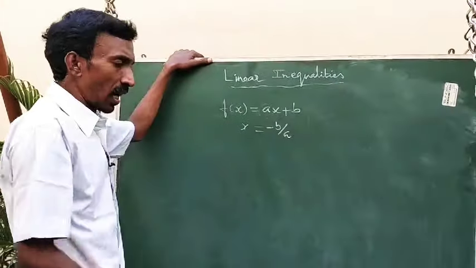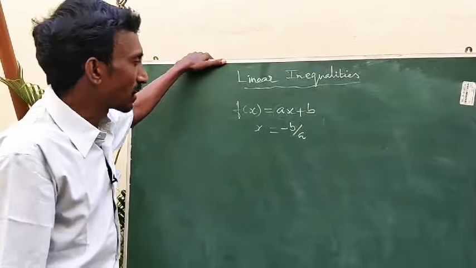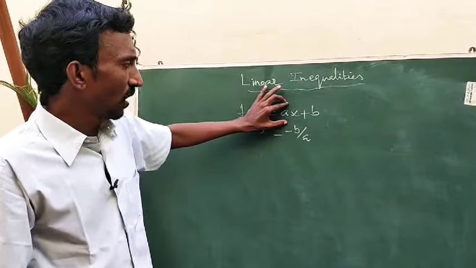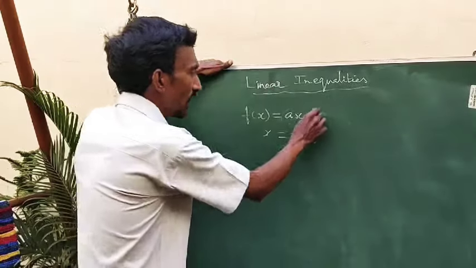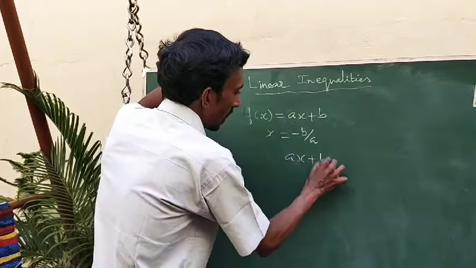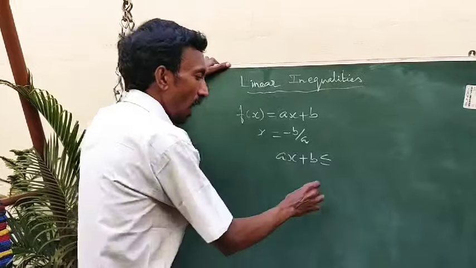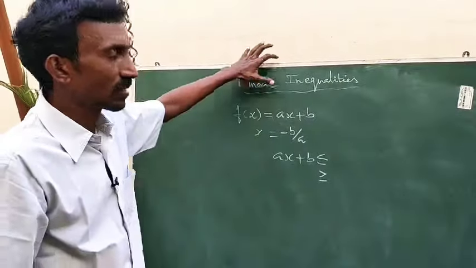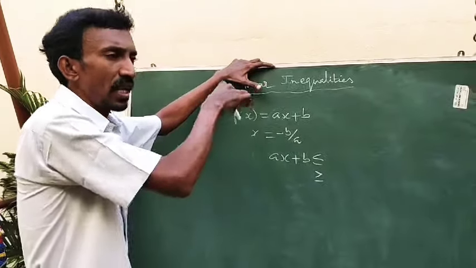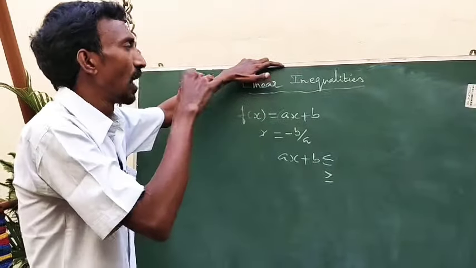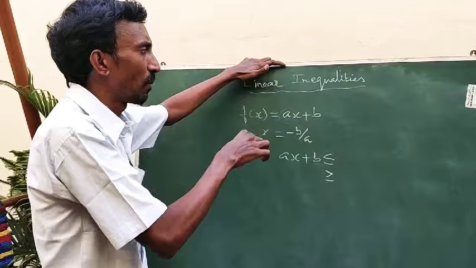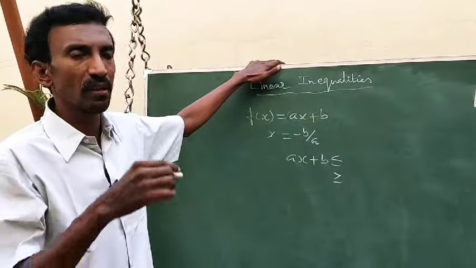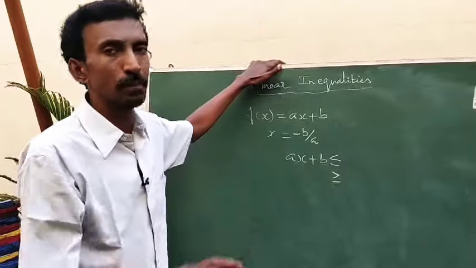So for this linear function, if we have ax plus b less than or equal to something, or greater than or equal to something, or less than or greater than, then it is called a linear inequality. This linear inequality is very useful in solving some real-time problems. That is present in exercise 2.3. Let me move on to exercise 2.3.